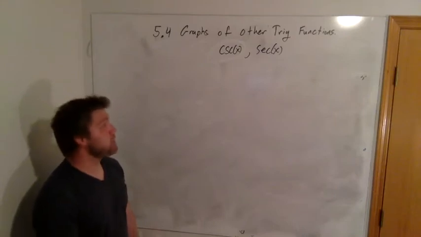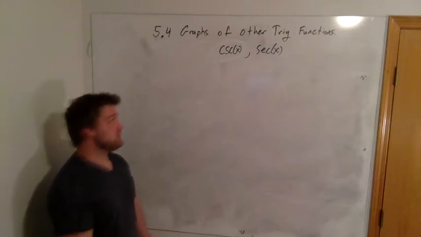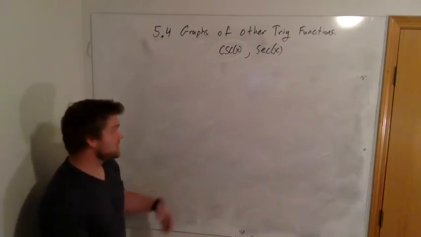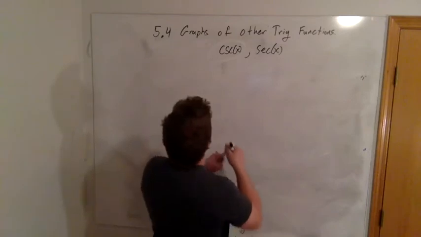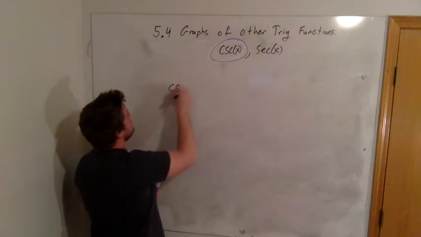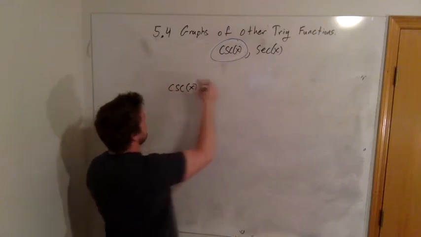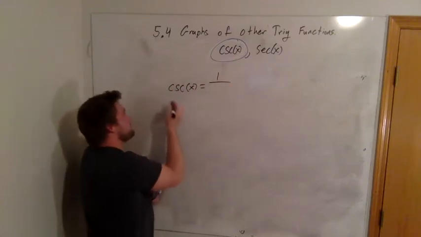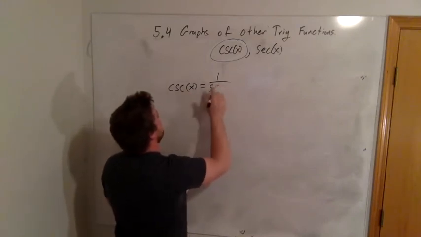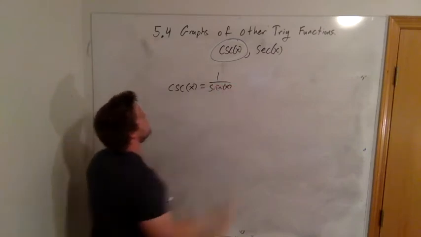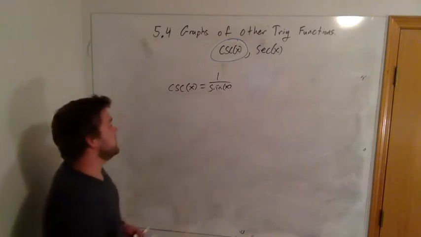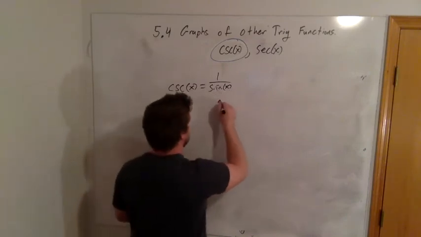Now the way I remember the graphs of cosecant and secant is I usually think first about the graphs of sine and cosine, and I think about reciprocating those outputs. I'll show you what I mean. So let's first do cosecant. For cosecant, at least how I remember the definition of cosecant, it's the reciprocal of sine. So what I'm first going to do is graph sine of x, and then think about reciprocating the output. So let's graph sine first.